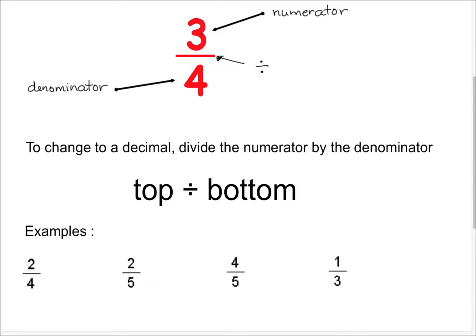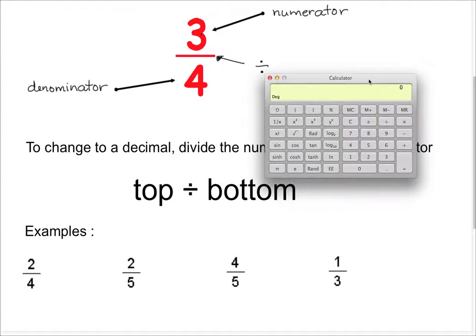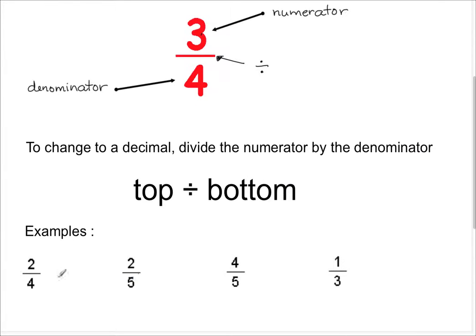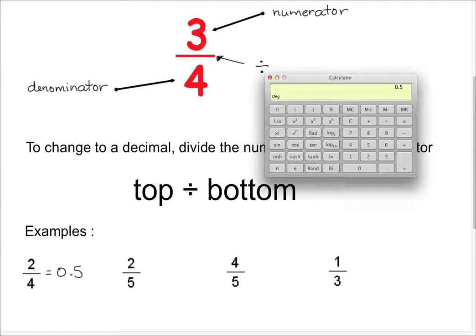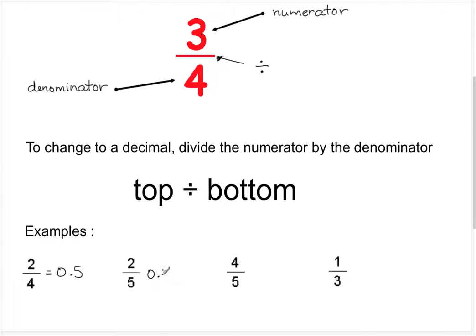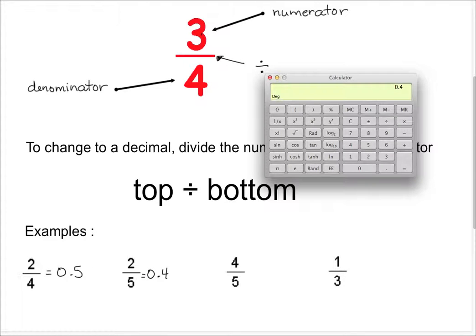So we'll do some examples here, and I'm going to pull out my calculator. There it is. Okay. So we'll have a look at these. 2 over 4. So 2 is the top, divided by 4 is the bottom, and we get 0.5. So that's 0.5, or another way of saying that is a half. Now let's get the next one. 2 divided by 5 is 0.4. 0.4, or 4/10. Remember our work with place value.